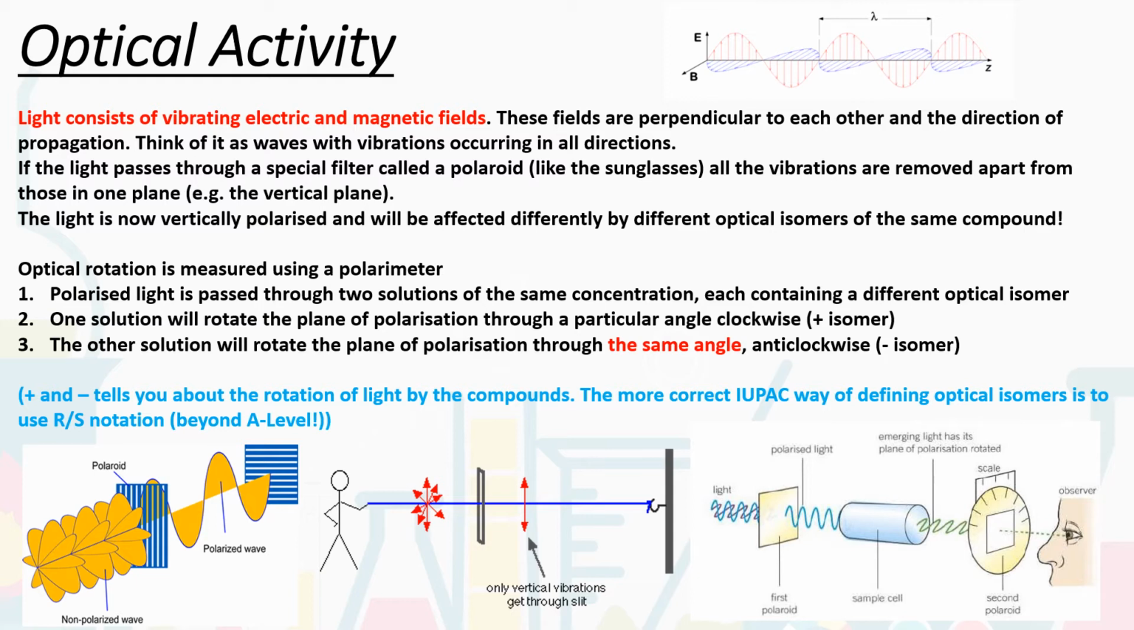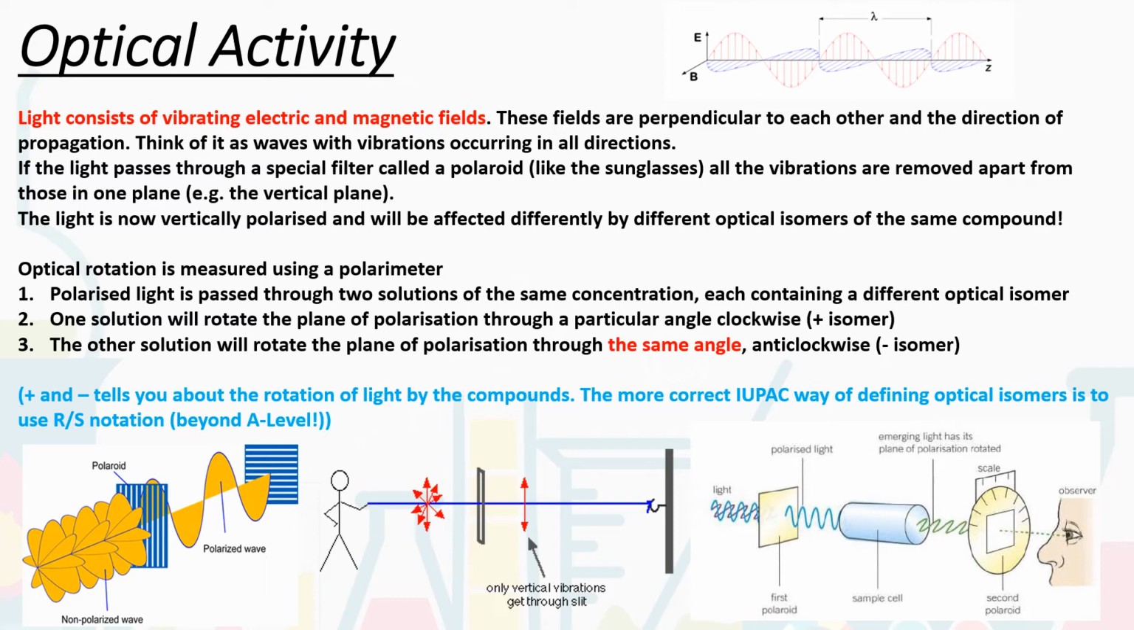Now, if the light passes through a special filter called a Polaroid, this is similar to what happens in your sunglasses. Your sunglasses have Polaroid filters in. Then all of the vibrations will be removed apart from the ones that are in the plane. So, for example, if we have a Polaroid that is vertically polarizing, we get rid of all of the other vibrations except for the ones that are in the vertical plane. And so we now say that the light is vertically polarized. And this will be affected differently by different optical isomers of the same compound.